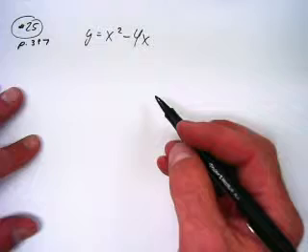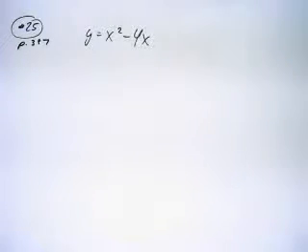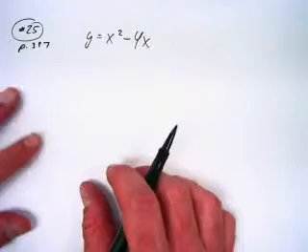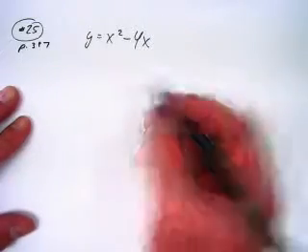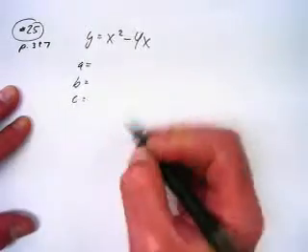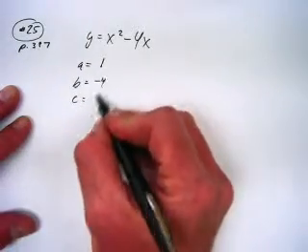So if we want to graph this, well, they tell us to do it a different way here. They want us to use the vertex and 4 other points, so I'll show you how to do that. It's a good way to get a perfect graph. We always have to find our axis of symmetry first. So I'm going to get a, b, and c. a is 1, b is negative 4, c is 0.